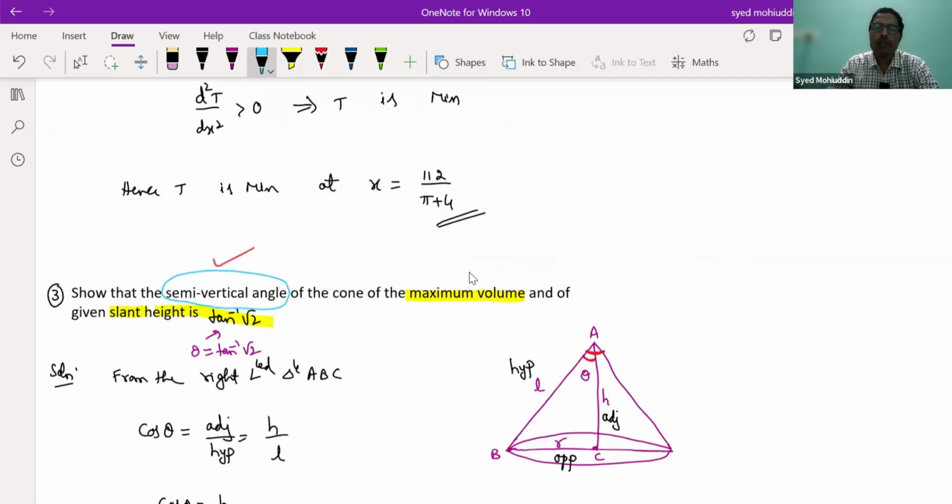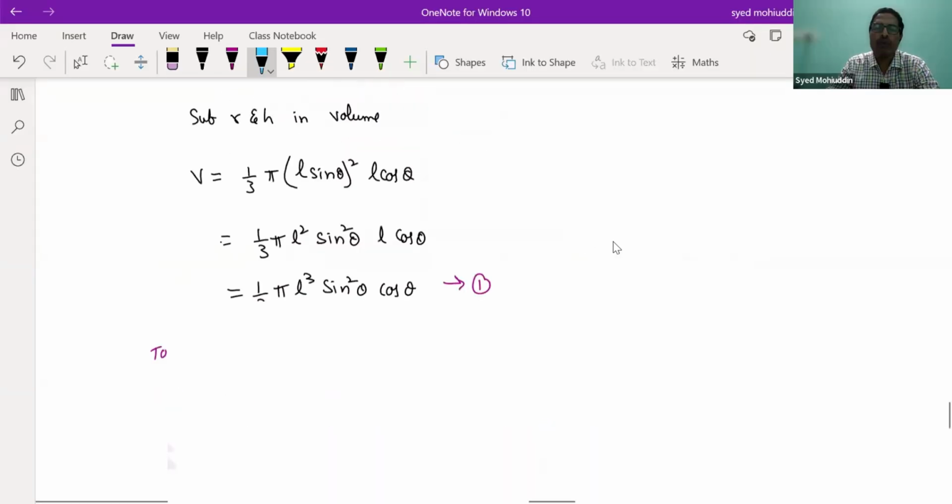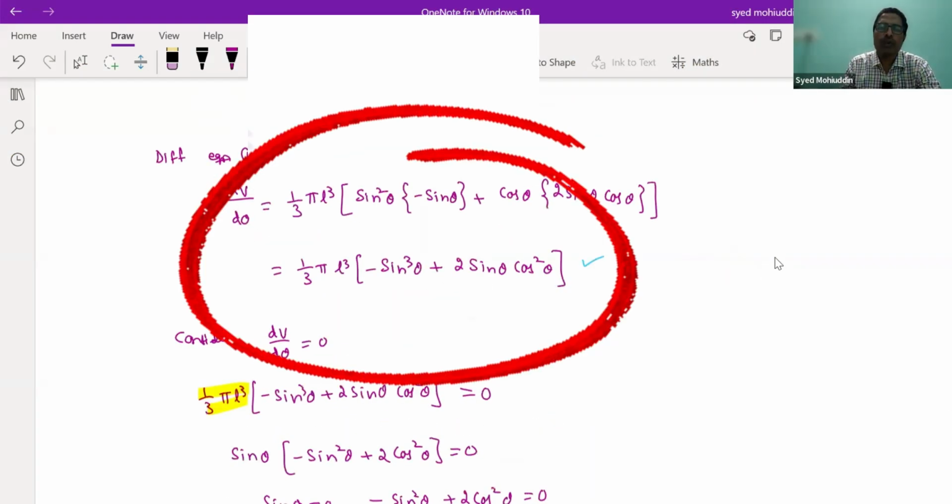Therefore, once again, I need to differentiate that dV by d theta value. So where you have got dV by d theta, we have got it here. This one. Further, I have to simplify this one.